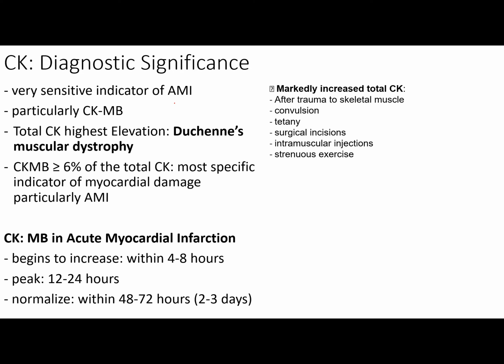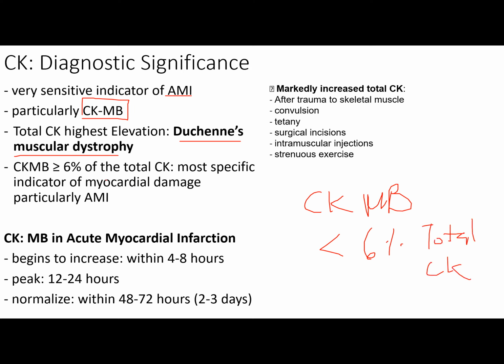Now, what is the diagnostic significance of CK? So this is a very sensitive marker, class, for AMI, specifically CKMB. Now, total CK highest elevation is seen in Duchenne's muscular dystrophy. Now, if the CKMB, take note, is greater than 6% of total CK. Di ba ang CKMB nyo kanina sa reference value? It has to be less than 6% ng total CK. Now, if it's greater than 6%, this is a sign that the patient has myocardial damage, particularly AMI.